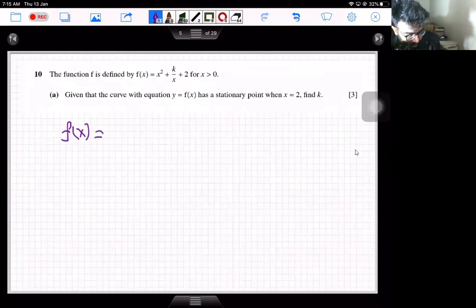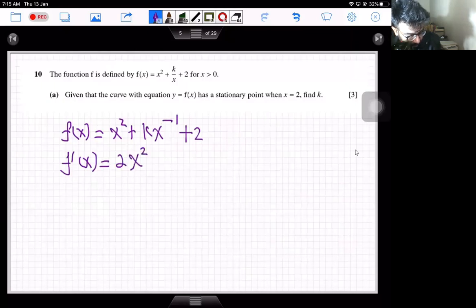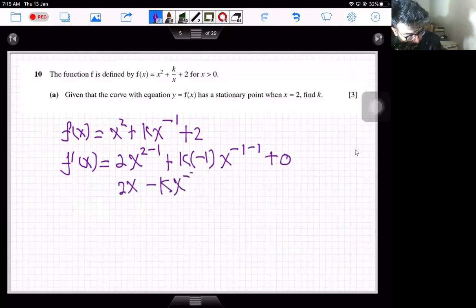So f(x) equals x squared plus k times x raised to the power minus 1 and then plus 2. So the f'(x) function is supposed to be 2 times x raised to the power 2 minus 1 plus k times minus 1 multiplied by x raised to the power minus 1 and then 0. So 2x minus k times x raised to the power minus 2. This means that f'(x) equals 2x minus k over x squared.